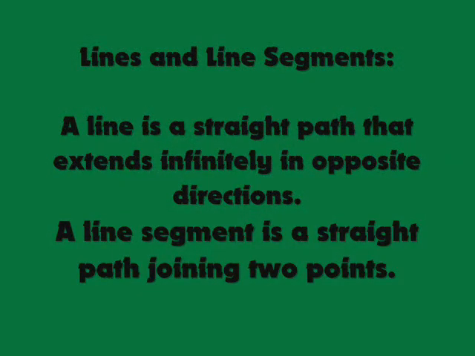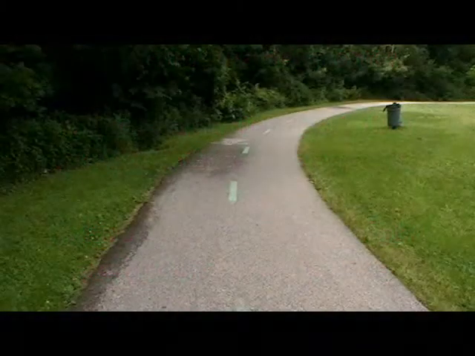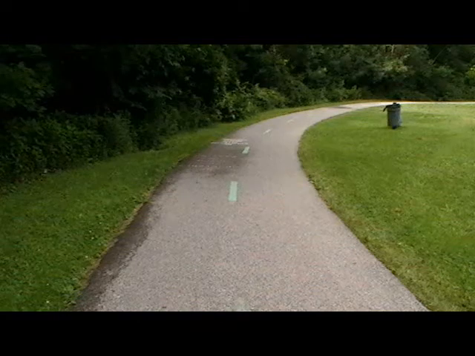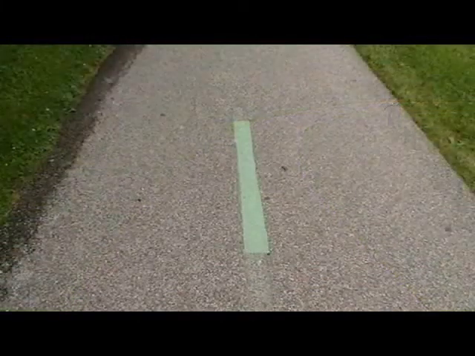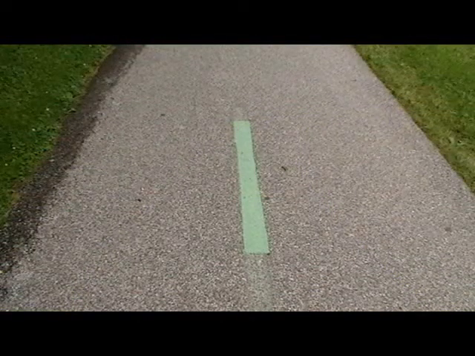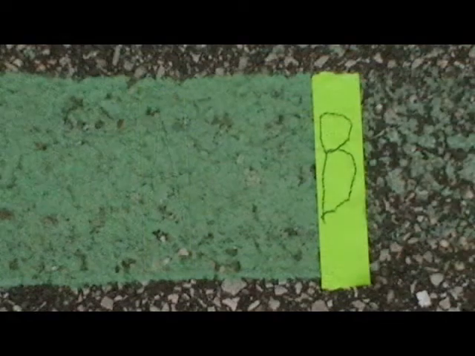A line is a straight path that extends infinitely in opposite directions. Roads like the bike path are examples of lines. The bike path also has an example of a line segment, a straight path joining two points. These two points are called endpoints, and they can be given a letter to name the line segment. We named our line segment segment AB.